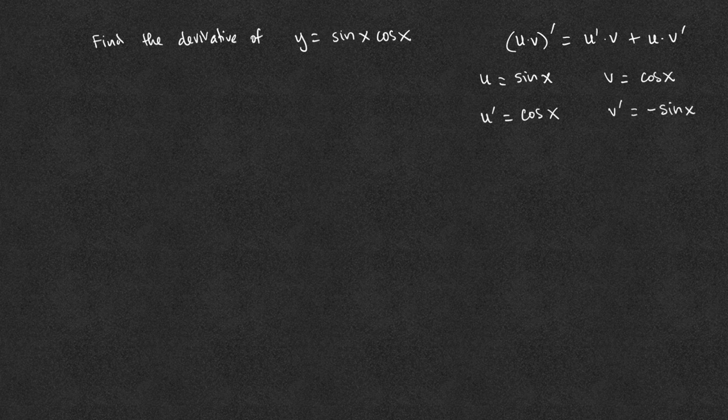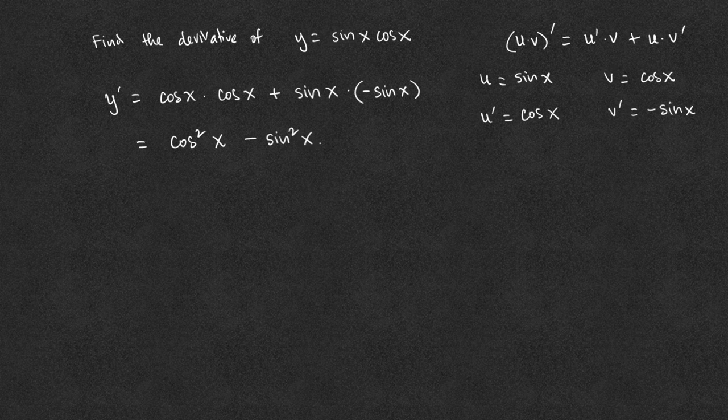And so y prime is u prime, which is cosine of x, times v, which is cosine of x, plus u, which is sine of x, and v prime, which is negative sine of x. Simplifying this, we have cosine squared of x minus sine squared of x, and we're done.